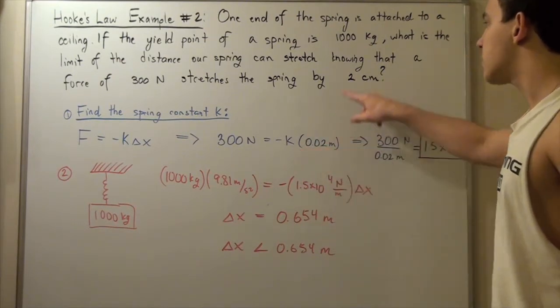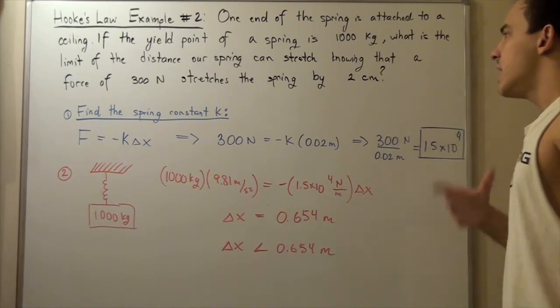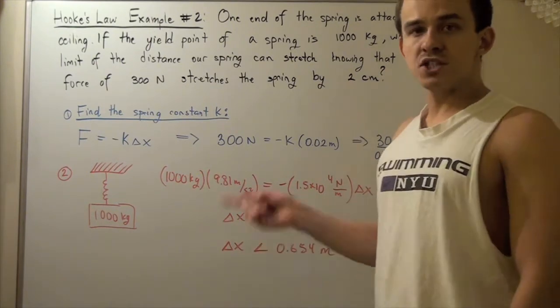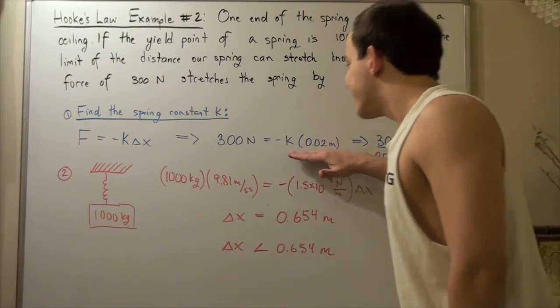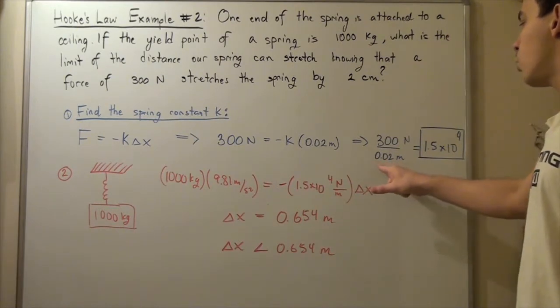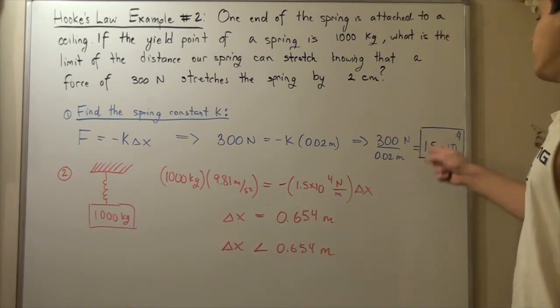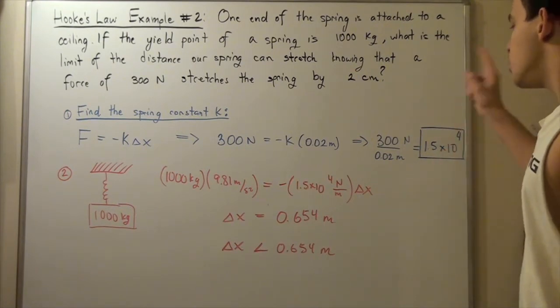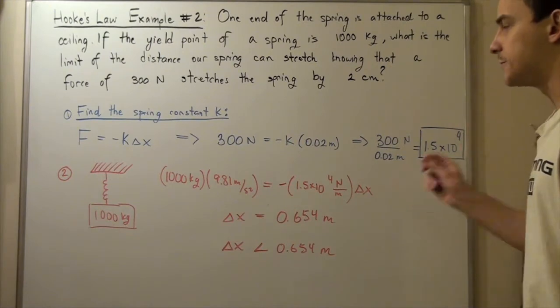So let's convert our centimeters to meters by simply dividing by 100, because there are 100 centimeters in 1 meter, and we get 0.02 meters. We bring this to this side, we get 300 newtons divided by 0.02 meters, and that gives us 1.5 times 10 to the 4 newtons per meter. So this is the spring constant of our spring.